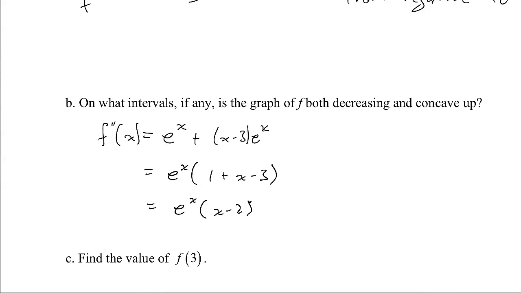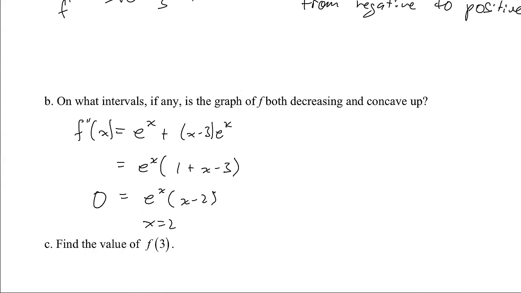Right, and I really want to figure out where this equals 0, because if it's concave up or concave down, it'll happen around points of inflection. It equals 0 when x equals 2. e to the x is never 0. So let's do our second derivative test, and let's see how f double prime relates to f around 2.